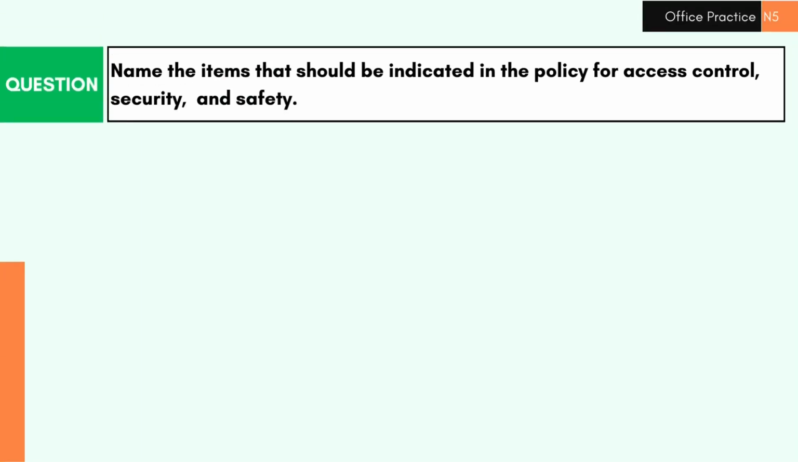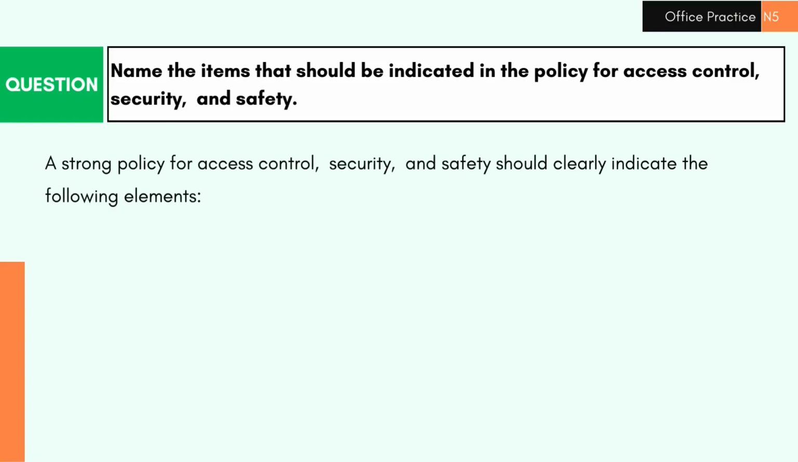Question. Name the items that should be indicated in the policy for access control, security, and safety. A strong policy for access control, security, and safety should clearly indicate the following elements.